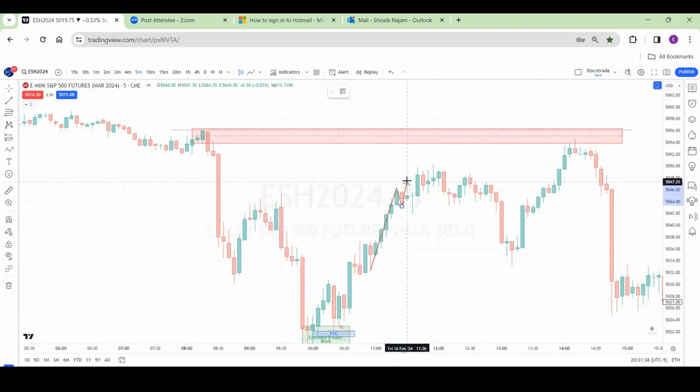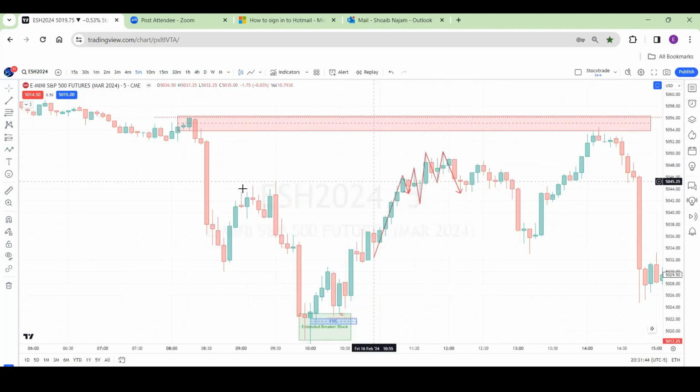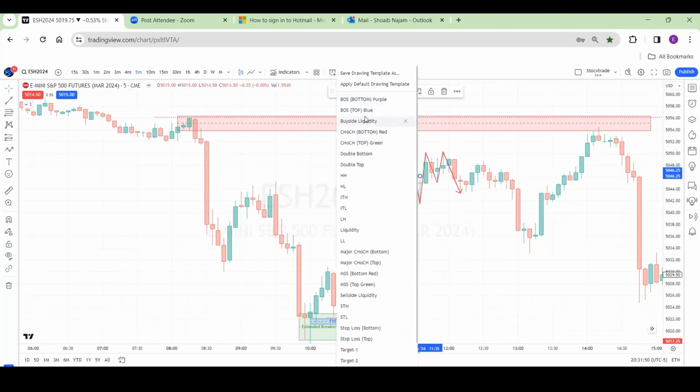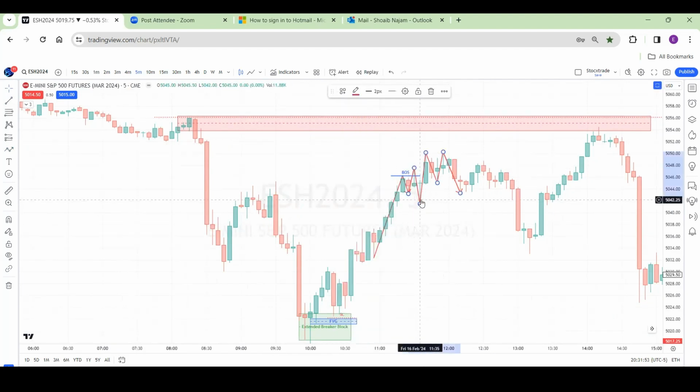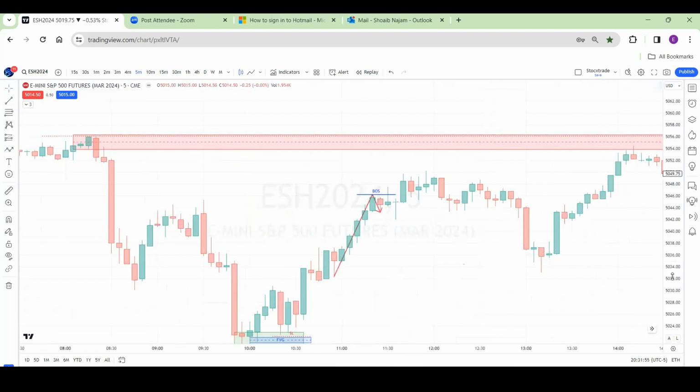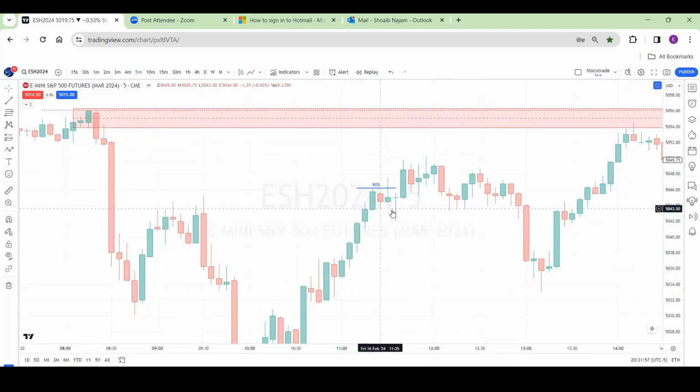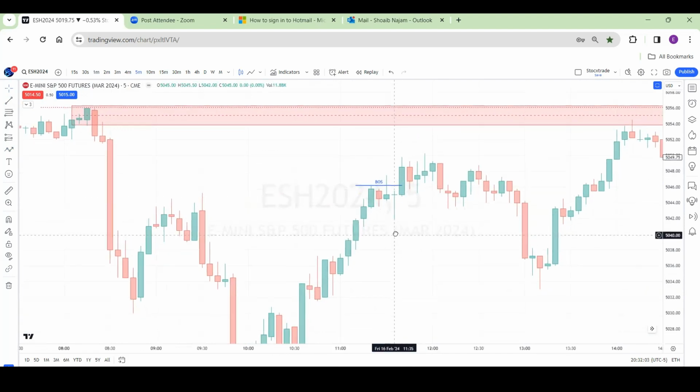Then a little push up, then came down. Then push up, came down. Almost a double top, then came down. This is your change of character. So this was the break of structure if I'm marking right. A break of structure should always be in the same direction. Remember, this is the break of structure, yes or no? Because the candle is closing above, right?